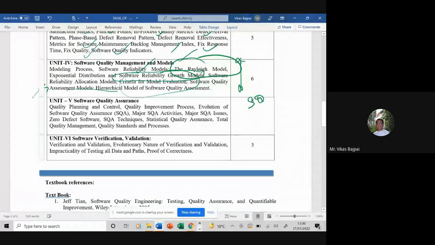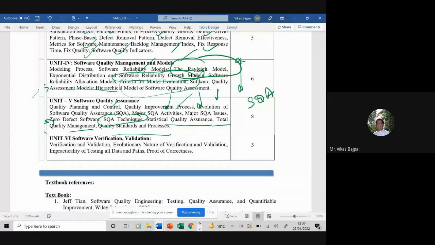SQA activities. There we'll talk about quality planning, control, and the improvement processes. Then we'll talk about evaluation of software quality assurance, some major software quality assurance activities, and some major software quality assurance issues. Then we have zero defect software. Then we have software quality assurance techniques, statistical quality assurance, total quality management, and quality standards and processes. Then we have the software verification and validation part. That would be the last portion of this particular course.